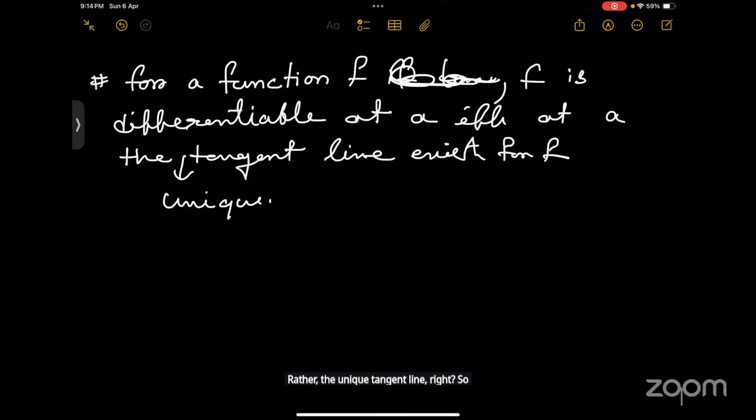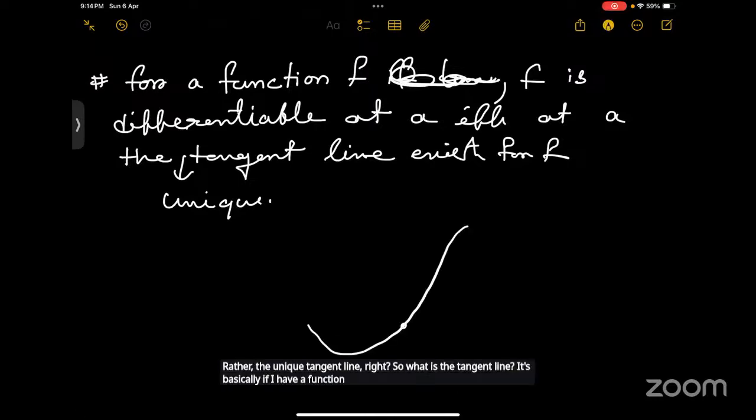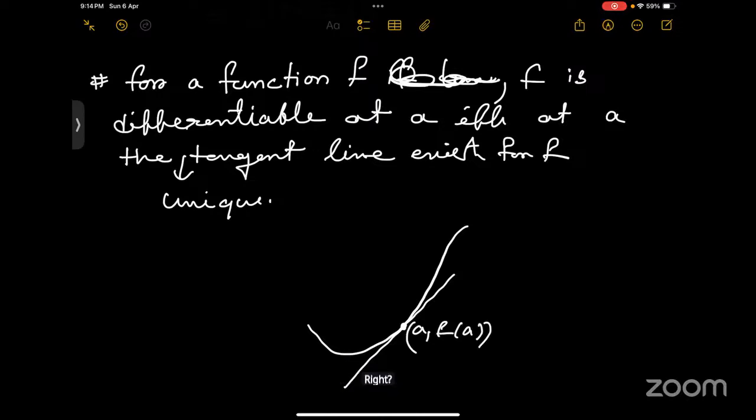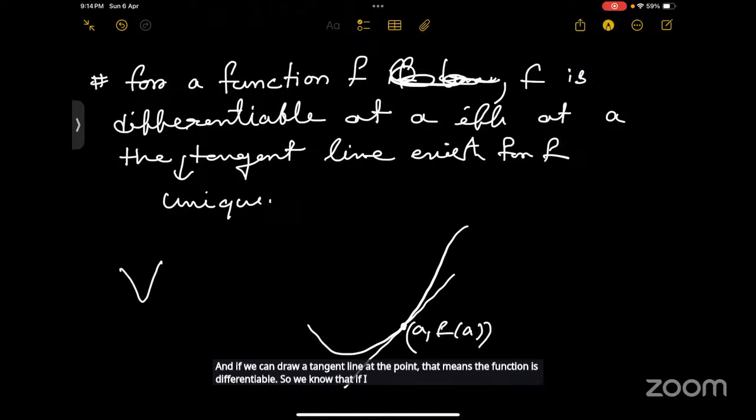So what is the tangent line? If I have a function at a point a, tangent line exists means we can draw a unique line which touches the curve at the point (a, f(a)), right? So if the function is differentiable at the point a, then we can draw a tangent line at the point a. And if we can draw a tangent line at the point a, that means the function is differentiable. So we know that if I have a sharp corner in our function, then at that point we cannot differentiate our function because we cannot draw a unique tangent line, right?